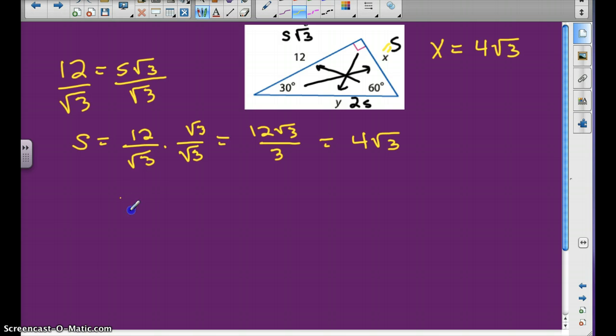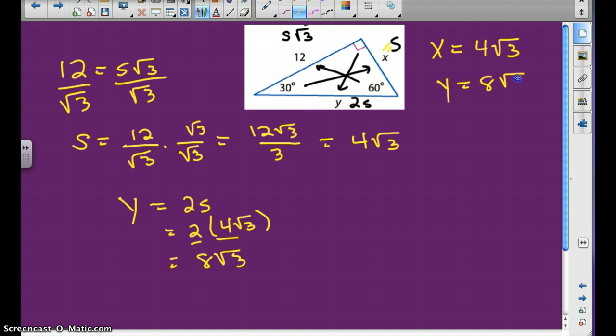Now we got to find y. So remember y is equal to 2s. So it's equal to 2 times 4 square roots of 3. We can go ahead and put the 2 and the 4 together. It's going to be 8 square roots of 3. So y equals 8 square roots of 3.